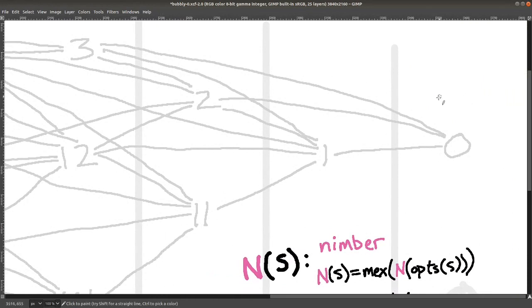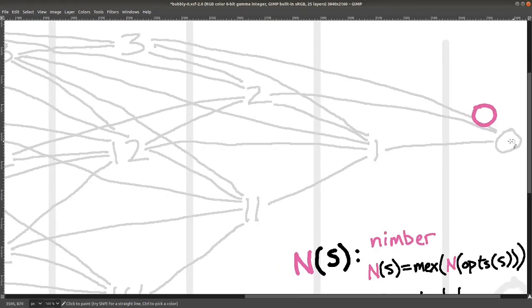All right, let's just get started. So this state here that you cannot reach any other states from, of course, gets a number of 0. This state that you can only reach a state with a number of 0 from gets a number of 1. From this state you can reach 0 or 1, so this gets a 2. This state can only reach 1, so that gets a 0.